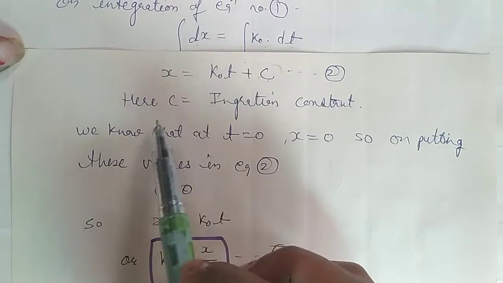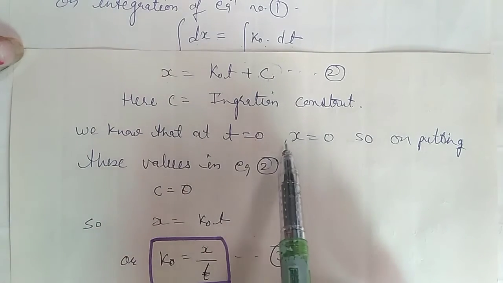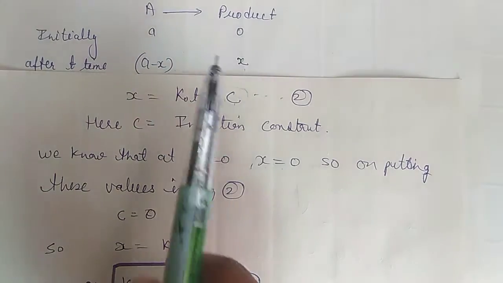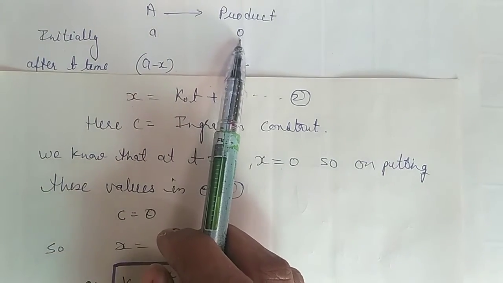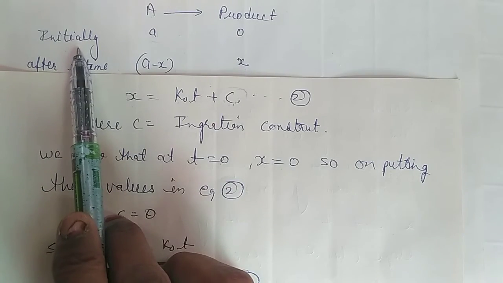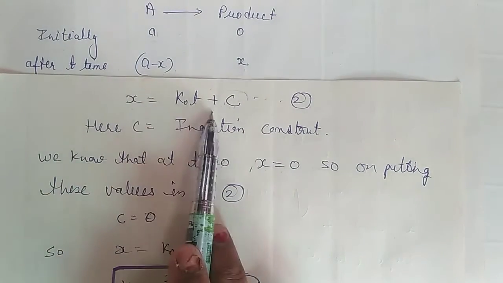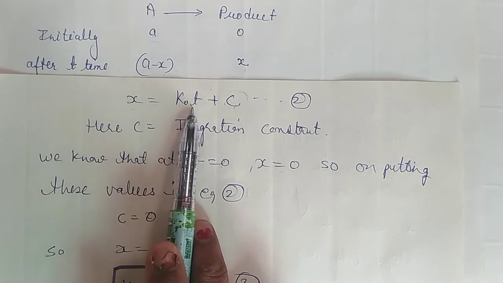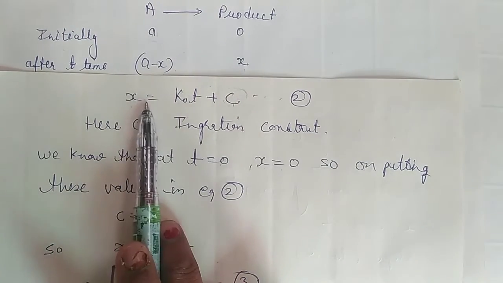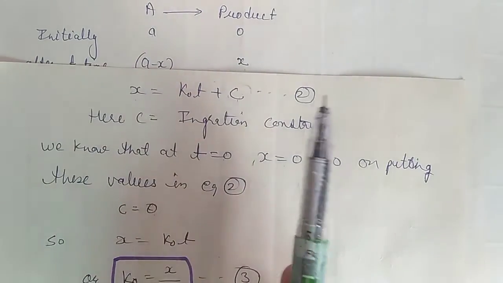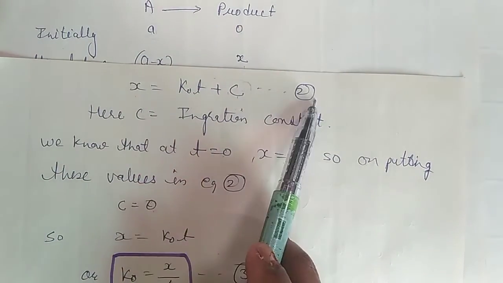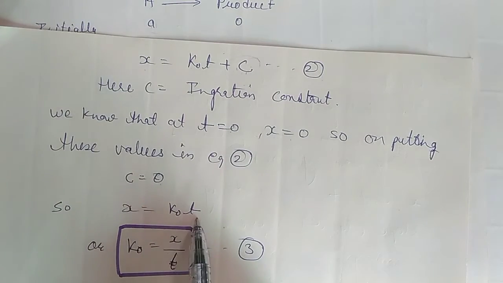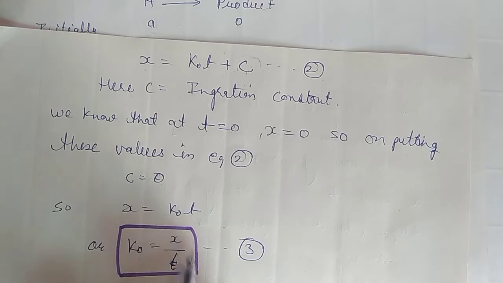But we know when t is equal to 0, then x will also be 0, as shown initially, the product x is equal to 0 when t is equal to 0. Then we put the values x is equal to 0 and t is equal to 0. Then c is equal to 0, as all the terms will be 0. So on putting the value of c in equation number 2, we get x is equal to K0t, or we can say K0 is equal to x upon t. It is the integrated rate equation for zero order reactions.